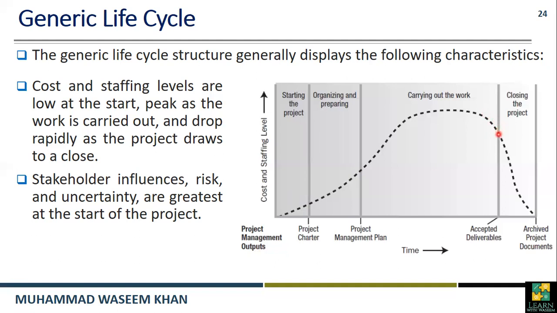Now this point represents the end of this phase, and this phase ends when we get an output, and those outputs are called accepted deliverables. Accepted deliverables mean the products or the services or the outcomes or results we need to produce as a result of the project. So once we have achieved those deliverables, we need to close the project because we have achieved the goals and objectives. Now, from this point, we have to start the next phase, and that phase is closing the project, and the project is closing down.